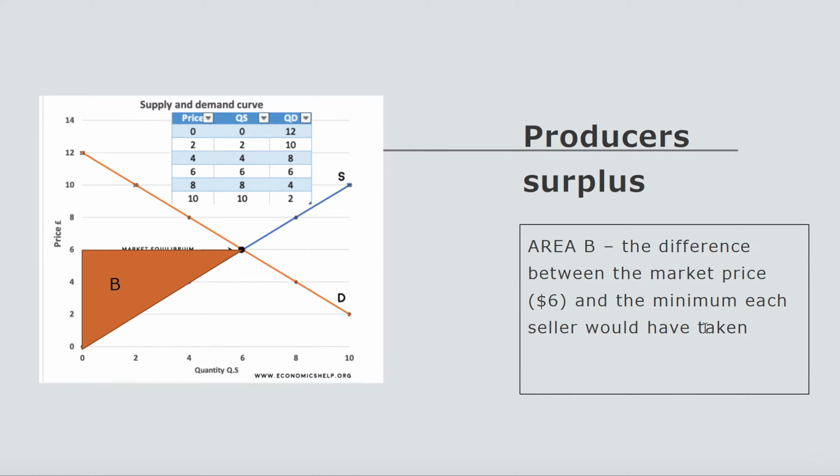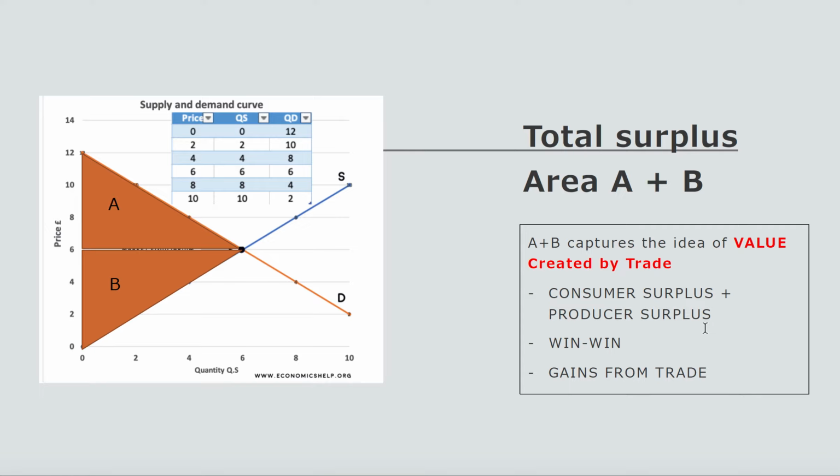I can raise wages. There's lots of things I can do with that extra money I received because the market price was higher than the minimum I was willing to accept. Okay, so total surplus then is the two areas, A and B. That is what's called the welfare triangle or the value triangle.